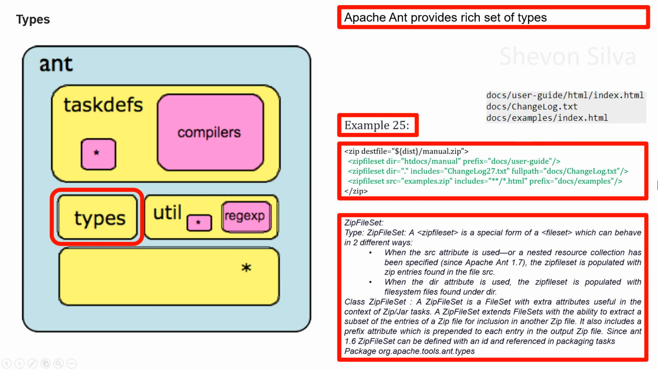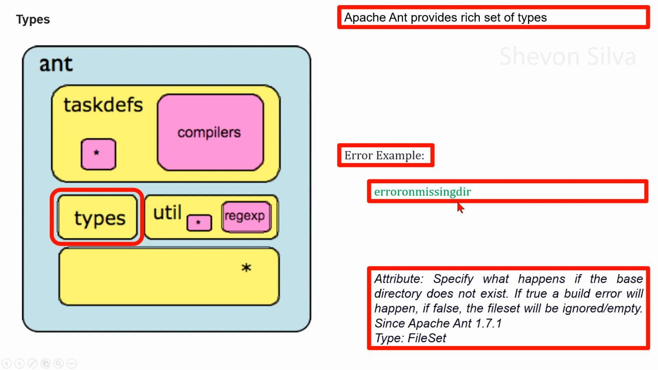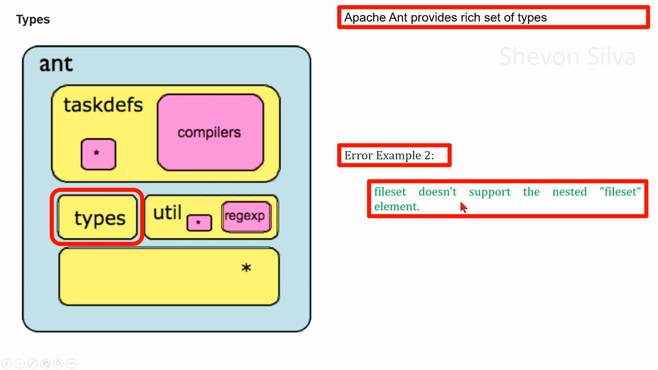As an error example, we can consider an error on a missing dir attribute in a type fileset. This specifies what happens if the base directory does not exist. If true, a build error will happen. If false, the fileset will be ignored, empty. This is available since Apache Ant 1.7.1.